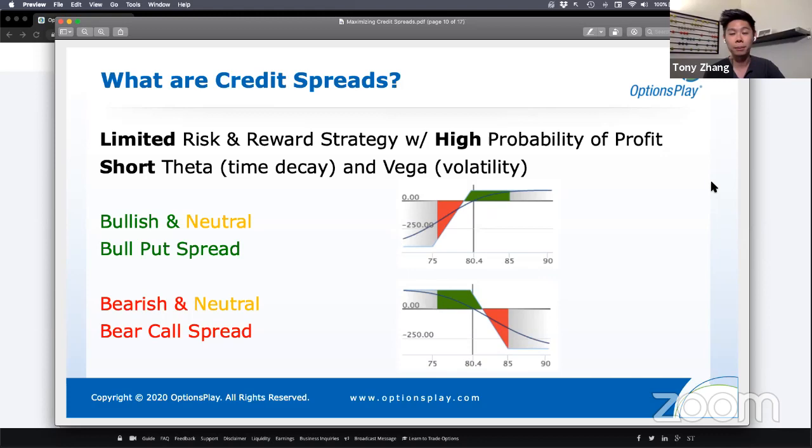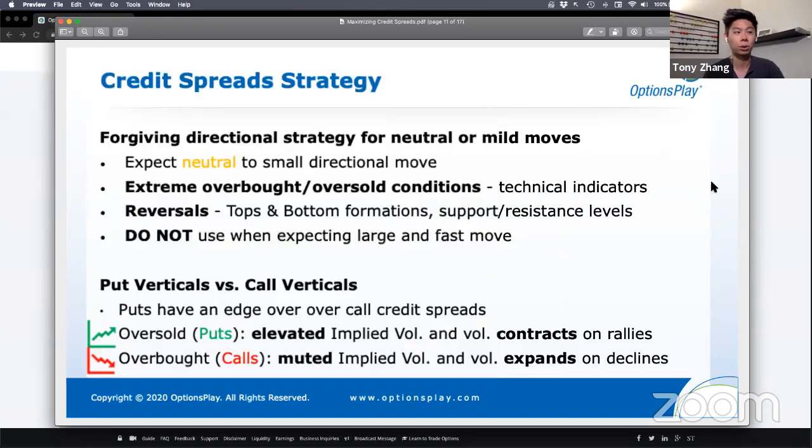Don't just look for high probability. That's one of the things that we're going to explore here. So just to reiterate everything we spoke about today, it's a relatively forgiving strategy, but it's only used when you have a neutral or small directional move, because if you do expect a big directional move, you're better off buying the call, buying that put, because you're risking less money and you get to make unlimited rewards if you do get that big move in that particular direction.